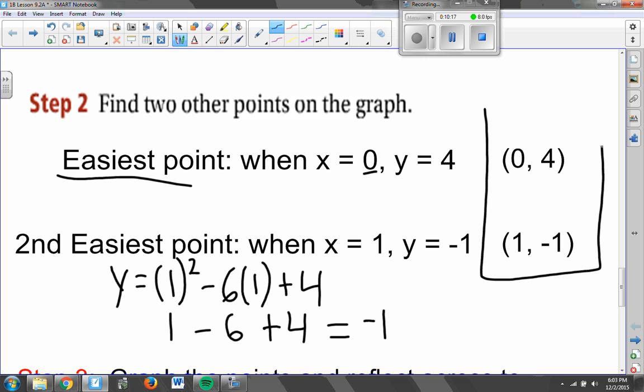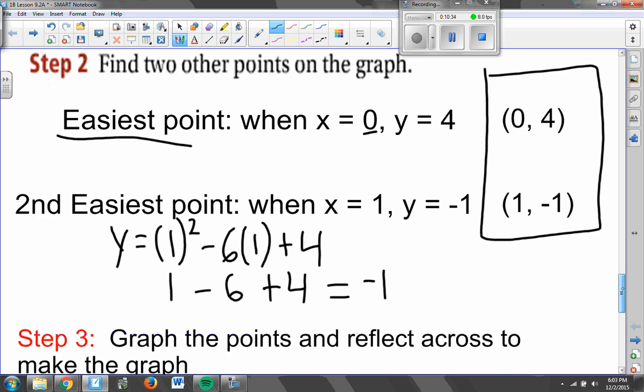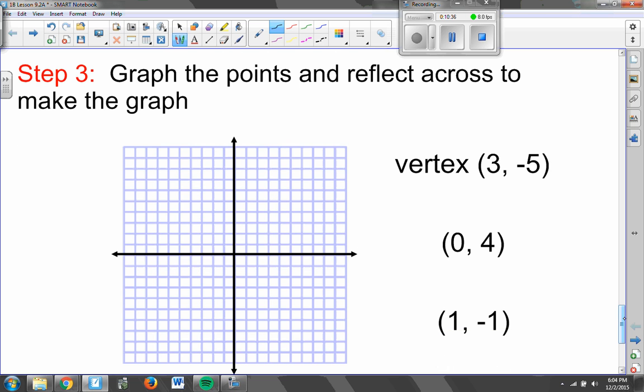Here's my other 2 points. I put x is 0 in there, and I put x is 1 in there because those are the easiest ones. And you can find any 2 points you want, but I always suggest x is 0 and x is 1. And our last step is graph those points and reflect across. And so you'll see what I mean by reflect across if you don't know in just a second.